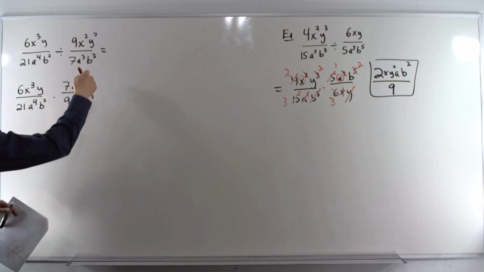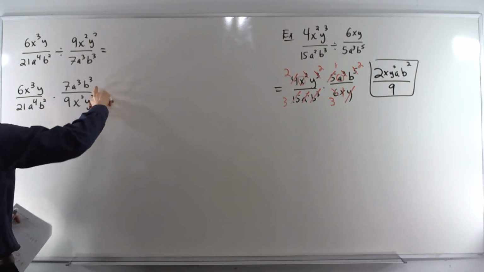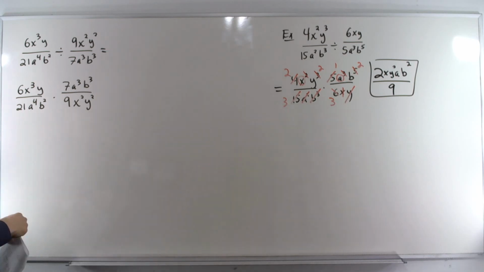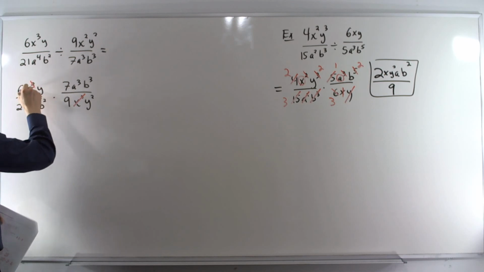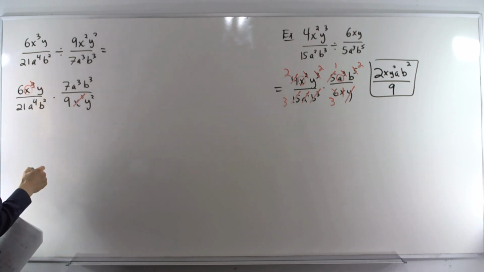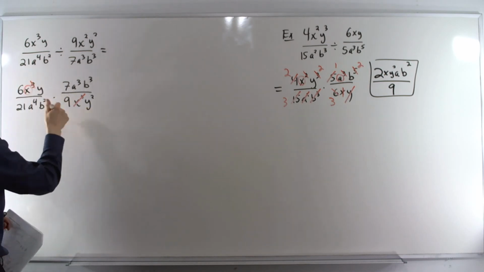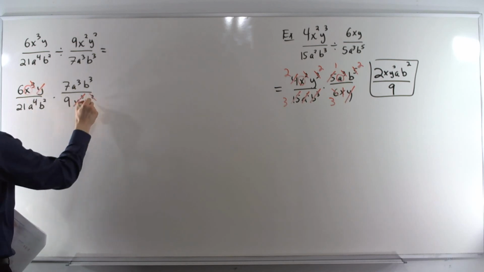So first up, convert to multiplication, flip that second fraction over. Now start canceling. All right, x squared, this is going to go away. That exponent goes away, we got 1x left on top. The y's, 1 on top, 2 on the bottom, so that's going to go away. Leave that.